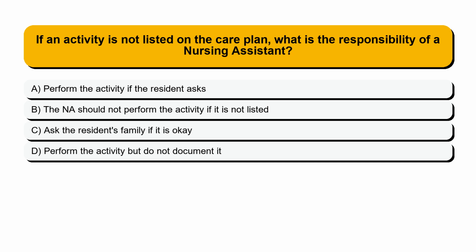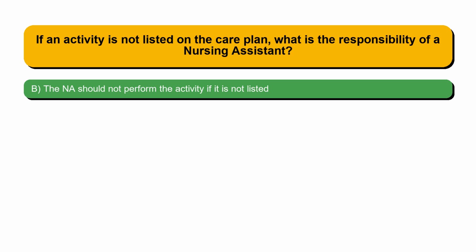Question 25. If an activity is not listed on the care plan, what is the responsibility of a nursing assistant? Option A. Perform the activity if the resident asks. Option B. The NA should not perform the activity if it is not listed. Option C. Ask the resident's family if it is okay. Option D. Perform the activity but do not document it. The correct answer is option B. The NA should not perform the activity if it is not listed.